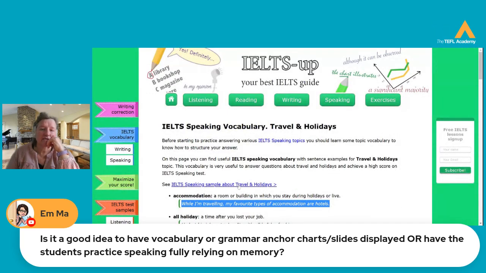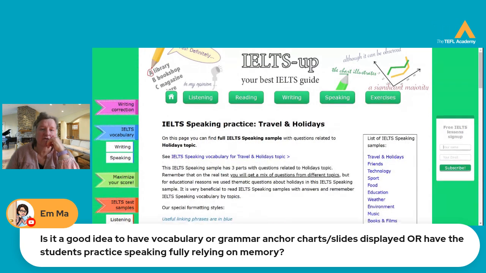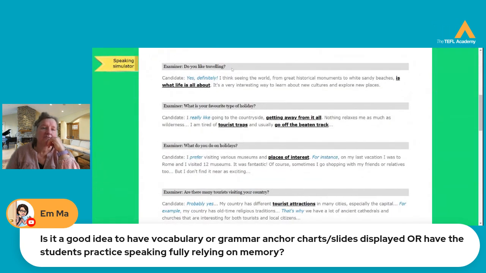And here's also an example about travel and holidays. Do you like traveling? Yes, definitely. I think seeing the world, etc. And notice if it's an idiom, like what life is all about, it gives you the explanation. Except sense is misspelled, but you've got to take it with a grain of salt. But it gives you these examples. And then once the students have seen the examples, okay, now it's your turn. Do you like traveling? And I will ask them to use some of that vocabulary if they can. If they cannot, that's okay.